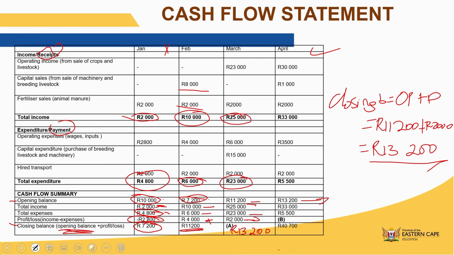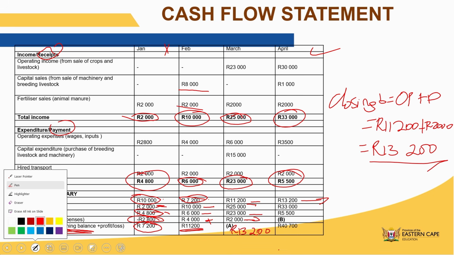13,200 rands, right? Then now we are going to April. April, the opening balance is 13,200. The total income is 33,000. The total expenditure is 5,500 rands. Then now we need to determine the profit or loss of the farm business. We're calculating the profit or loss again.